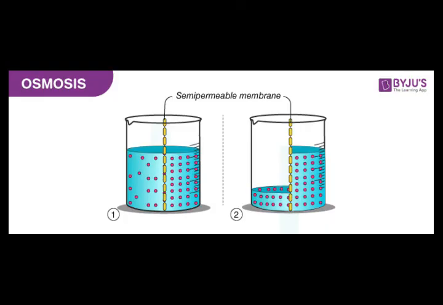Let us see. Osmosis is the movement of water molecules from the region of higher concentration to the region of lower concentration. But there is a hindrance, or an obstacle, because it has to pass through a semi-permeable membrane. In diffusion, the substances were passing directly; they were in direct contact. But in osmosis, they are not in direct contact. Rather, an obstacle in the form of a semi-permeable membrane is present.